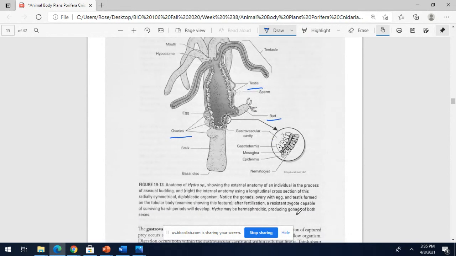So let's see if it says it here, tubular bud. So after fertilization, it gives you more detail here that you can read. A resistant zygote is capable of surviving harsh periods of development. And as we say, hermaphroditic, maybe, or it may not be. They could have separate sexes. And we said it's diploblastic. So these are the key words you need to know. Radial symmetry. And I'd say sexual reproduction is when sperm and egg, and then budding is asexual reproduction.